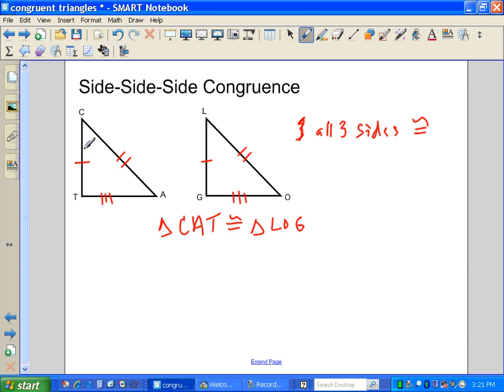It would not be correct in this case to say that triangle CAT is congruent to triangle LGO, because we want to list the angles of the triangle in the order in which they're congruent. So since side length CA is congruent to side length LO, we want to list those in the same order. So we'd have this triangle CAT is congruent to triangle LOG by side, side, side congruence. Let's look at the next example.